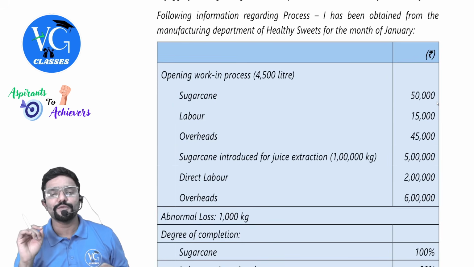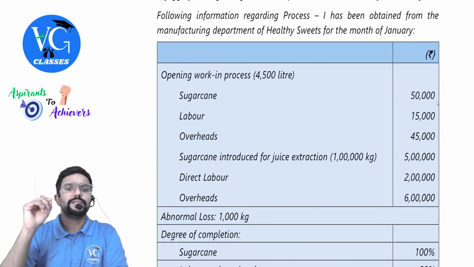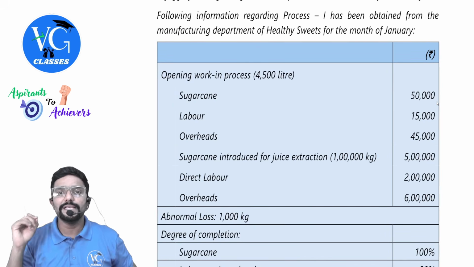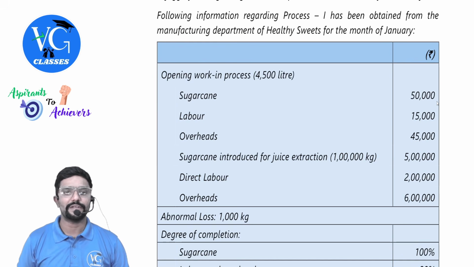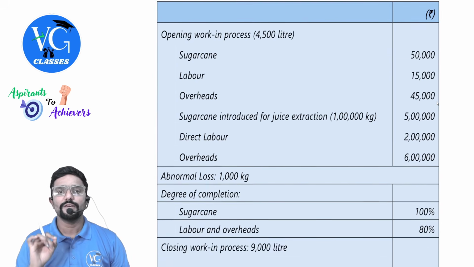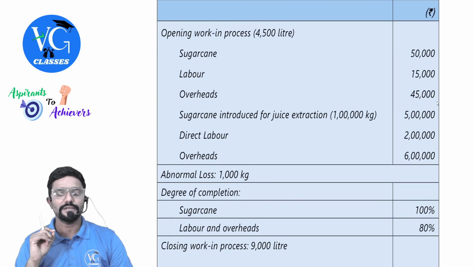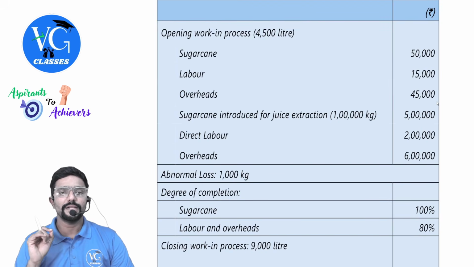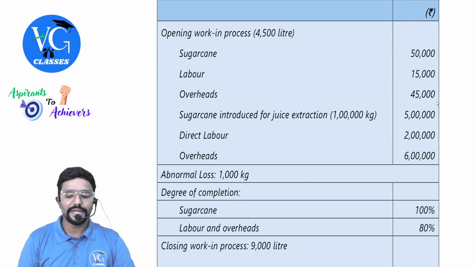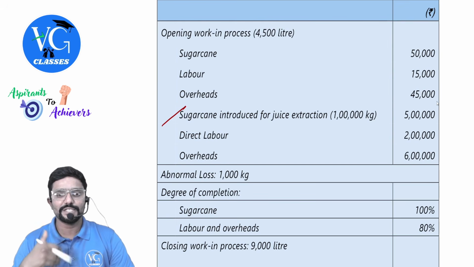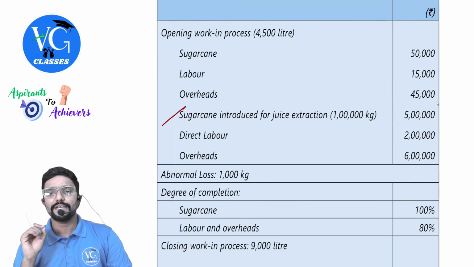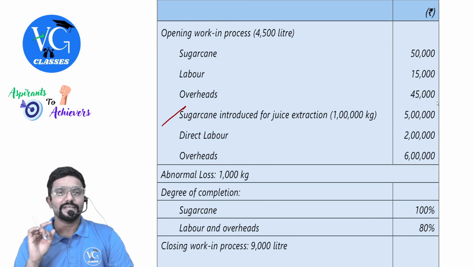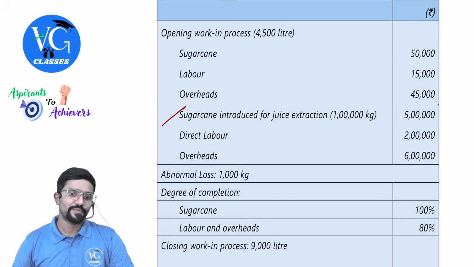The following information regarding Process 1 has been obtained from the manufacturing department of Healthy Sweets for the month of January. Opening work in progress is 4,500 liters: sugarcane 50,000, labor 15,000, overheads 45,000. Sugarcane introduced for juice extraction during the current period is 1 lakh kgs: Rupees 5 lakh, direct labor 2 lakh, overheads 6 lakh.